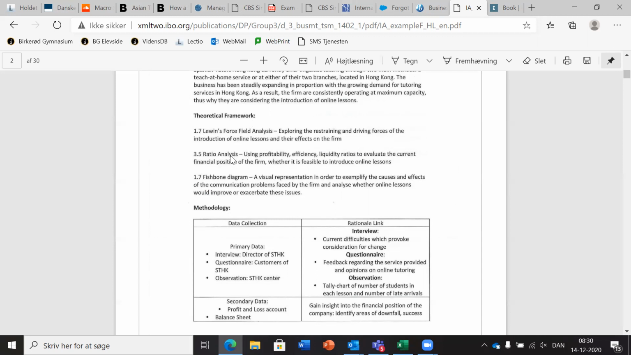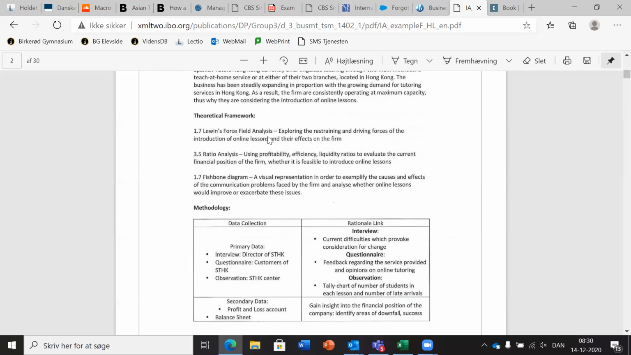Then the ratio analysis, just bringing in some finance. This is working out whether it's feasible to introduce the online lessons. And then the fishbone diagram shows the causes and effects of the communication problem faced by the firm and analyzes whether online lessons would improve or exacerbate these issues. So this is just in the research proposal, where they have these three tools listed. We'll go into the main work of this IA and see how they use these.